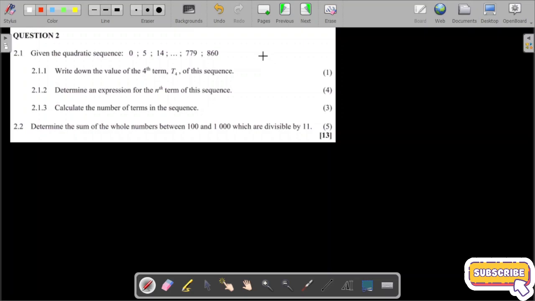This paper that we're doing right now is a trial exam paper that was written in Gauteng. So yeah, let's get into this one.